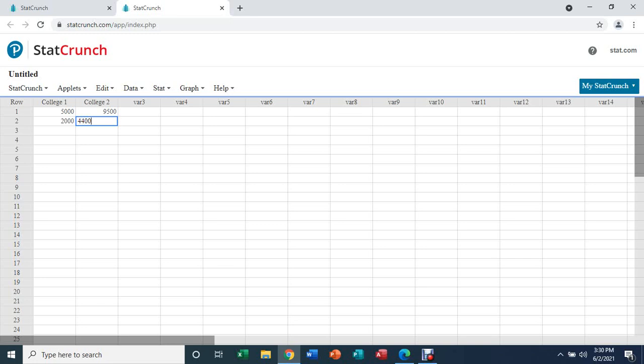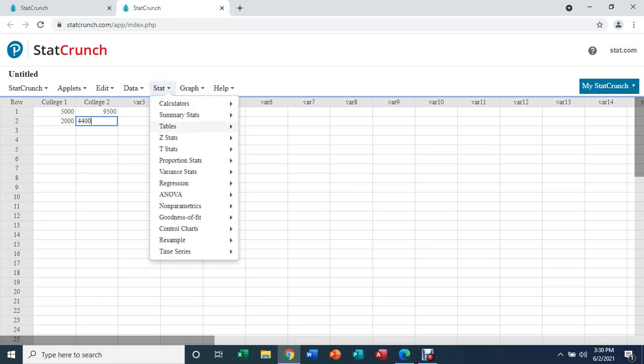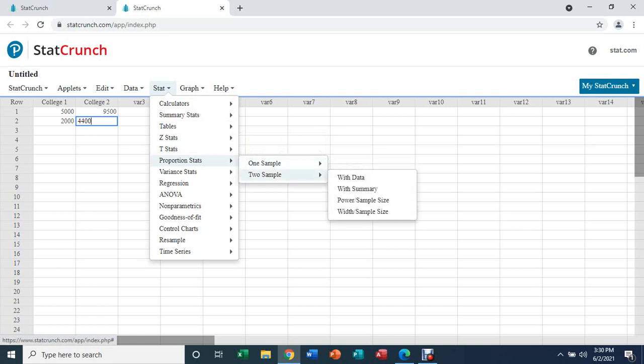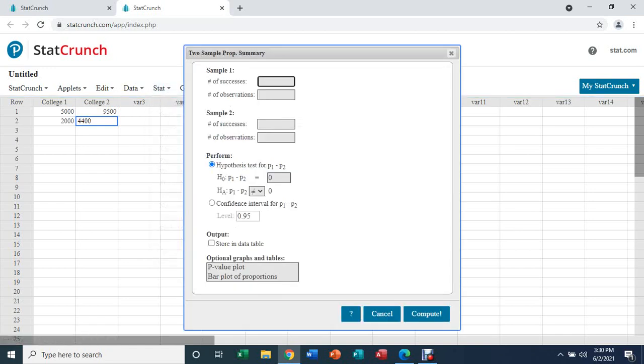So you go to Stat, then Proportion Stats, and you choose Two Sample with Summary. Sample 1 is college 1, so the number of successes is 2,000 females. The number of observations is the total number of students, 5,000.